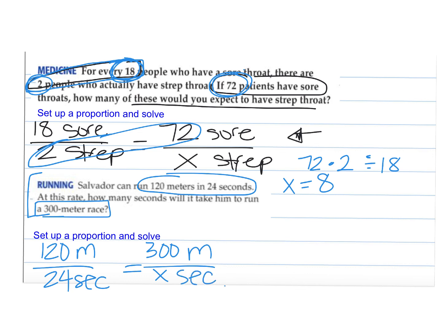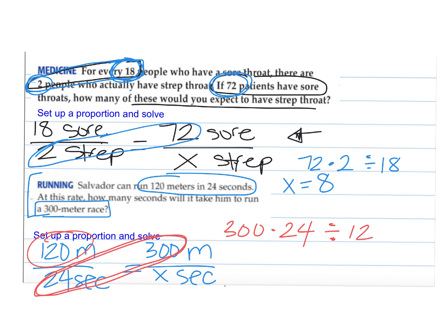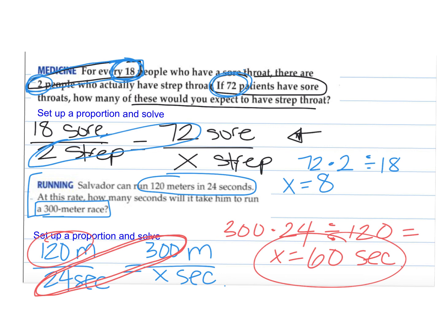If you want to pause and try to solve this on your own, you would do 300 times 24, because I take my diagonal with the two numbers. 300 times 24, divided by that last number. So we would do 300 times 24 is 7,200, divided by 120, and I get 60. So it would take him 60 seconds to run 300 meters.